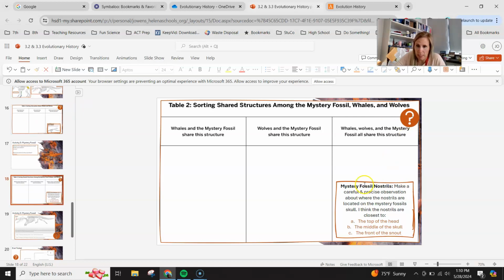So what you guys are going to look at is each of these cards. It tells you guys something different. This first one says mystery fossil nostrils. Make a careful and precise observation about where the nostrils are located on the mystery fossil skull. I think the nostrils are closest to.